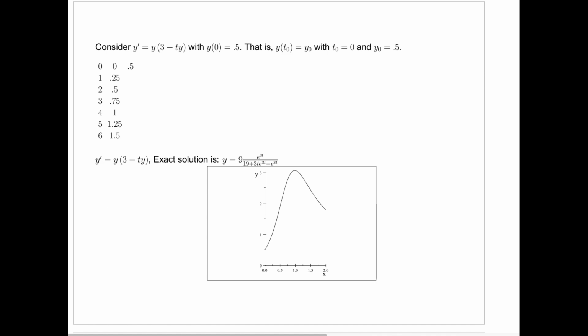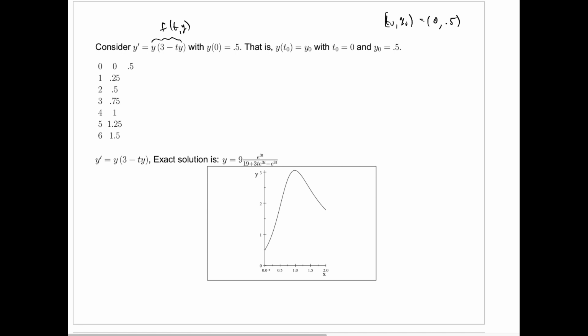Here we have y prime equals y times 3 minus ty. So this is a slightly more complicated f of t and y. We're going to start with y of 0 equals 0.5, so that our point t naught, y naught is the point 0, comma 0.5. And again, we can make a table.